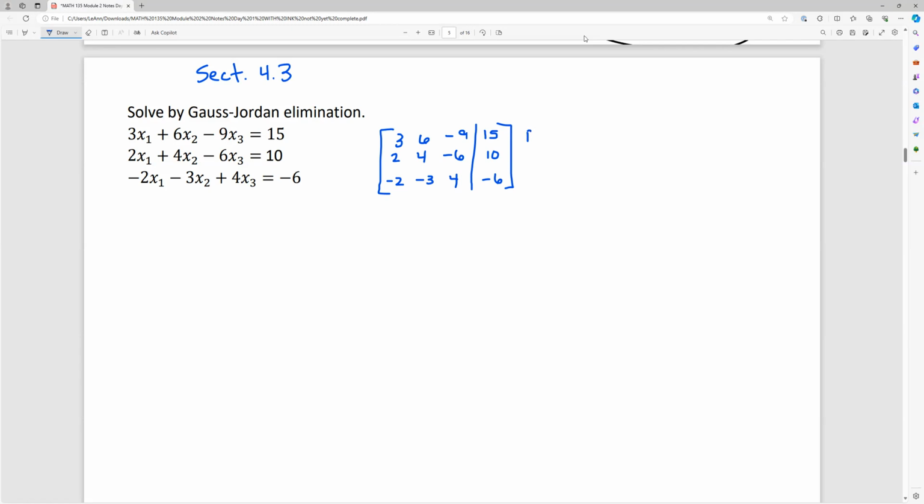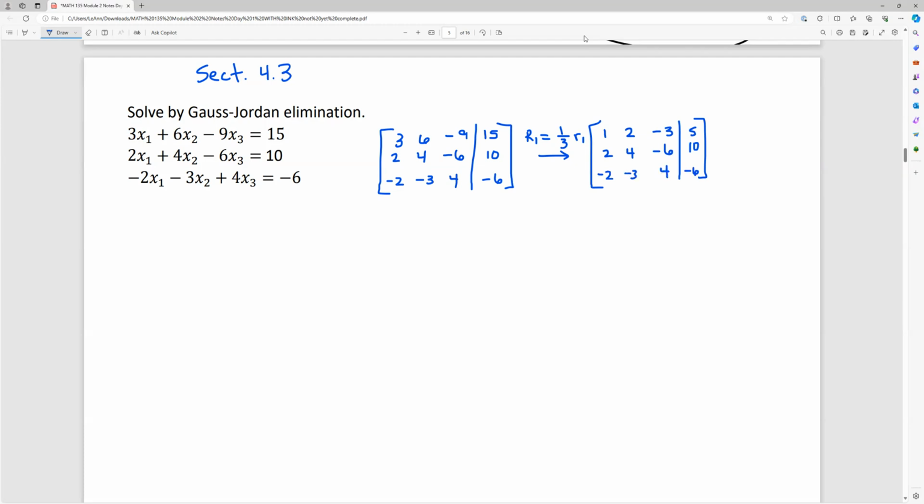So I'm going to take row 1 and divide it by 3 essentially, so multiplying through by 1/3. That's going to be my transformation to the next piece. If we divide everything by 3 on the top row, we're going to get 1, 2, -3, and 5. Bring our other two rows over: 2, 4, -6, and 10, and -2, -3, 4, and -6.